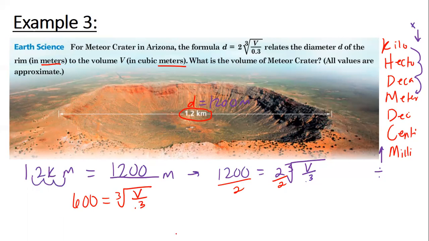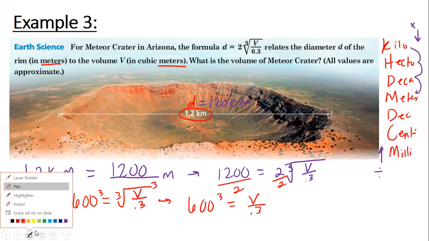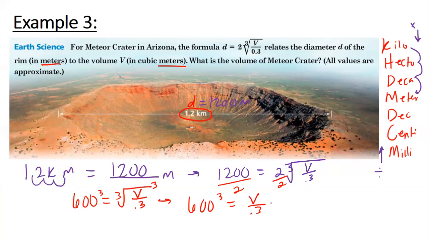What's the opposite of cube root? Cube. Now I'm going to keep it as this until the very end. So we have 600 cubed equals V divided by 0.3. And then what's left for me to do? Times 0.3, multiply. And what I do to one side, I do to the other. So in the calculator, I'm putting in 600 to the third times 0.3. And that's going to give me my volume.